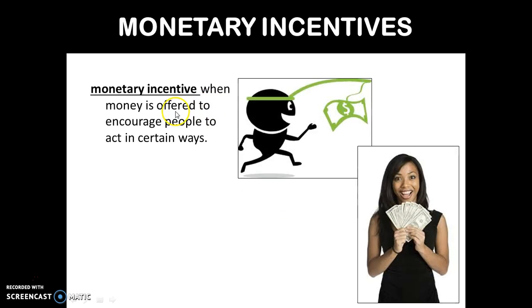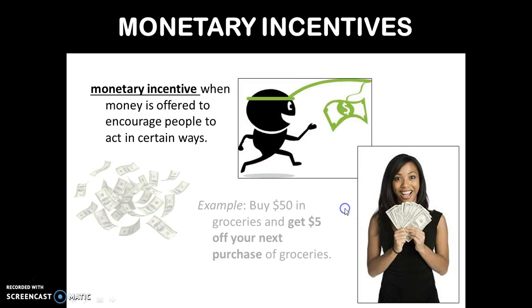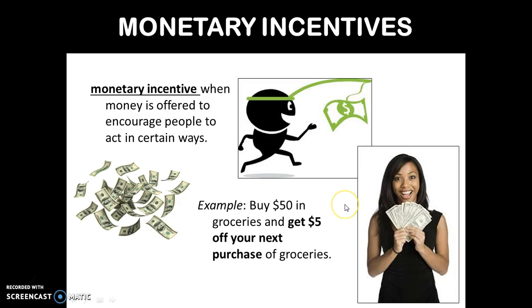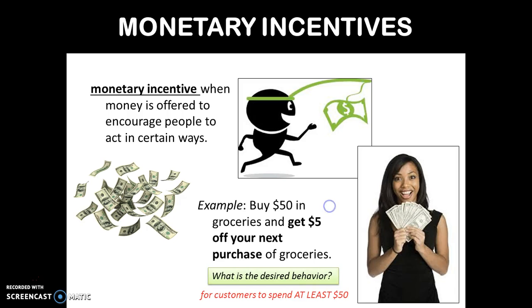Monetary incentives are when money is offered to encourage people to act in certain ways. So instead of the carrot, that carrot is now money. An example: buy $50 in groceries, you get $5 off your next purchase. You are getting those $5, so this is a positive incentive. This would be a reward because you are benefiting, you are getting that money. And so the desired behavior is to spend at least $50, not $45, but $50. The grocery store wants you to invest a certain amount of money in order to get something back. And what you get back would be that incentive of that $5.